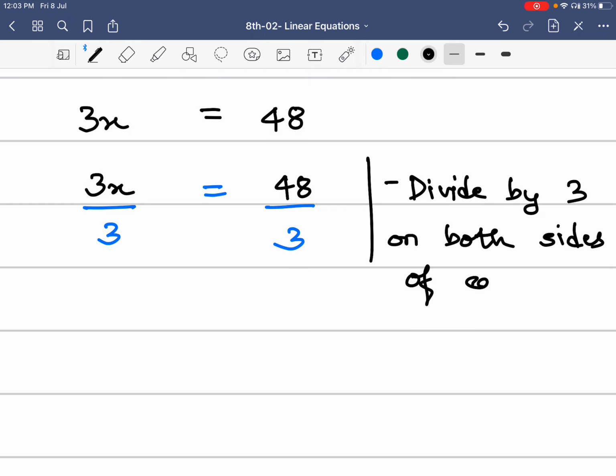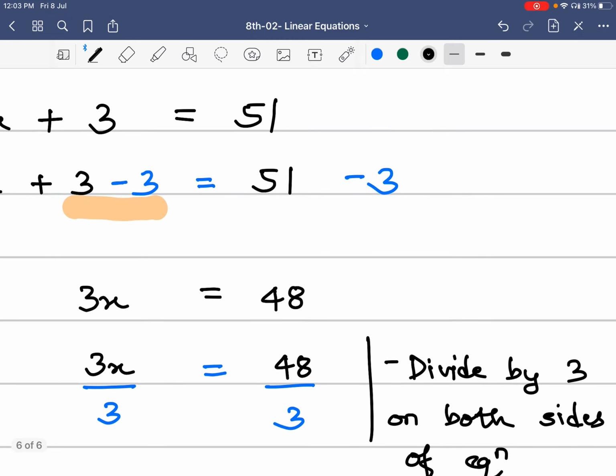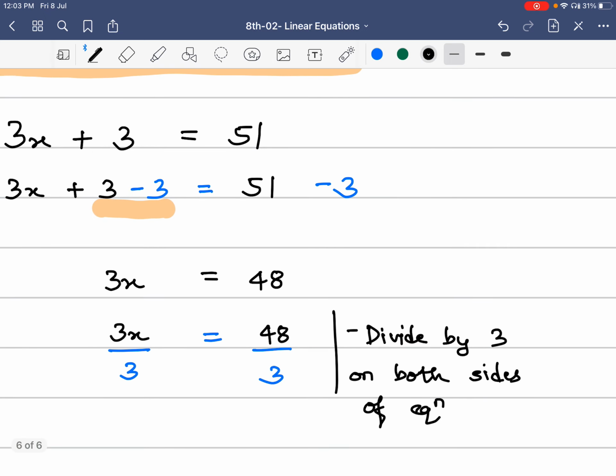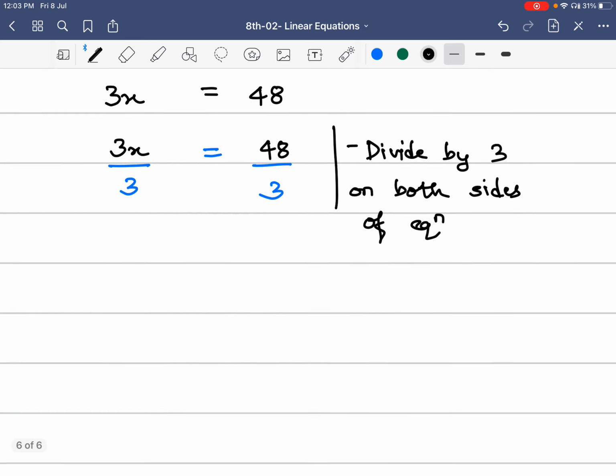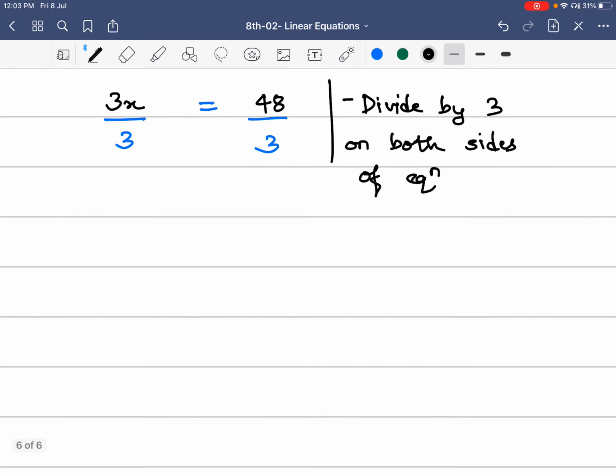of the equation. Similarly, here we should in fact mention what's happening. What we are doing is subtract 3 on both the sides of the equation. Okay, it's better to mention what we are doing while solving the problem. So let's come here now.